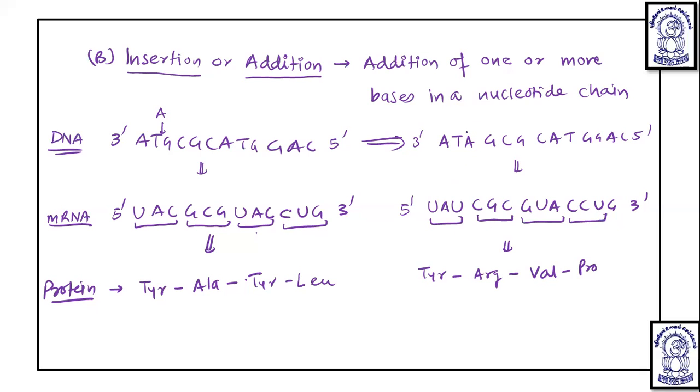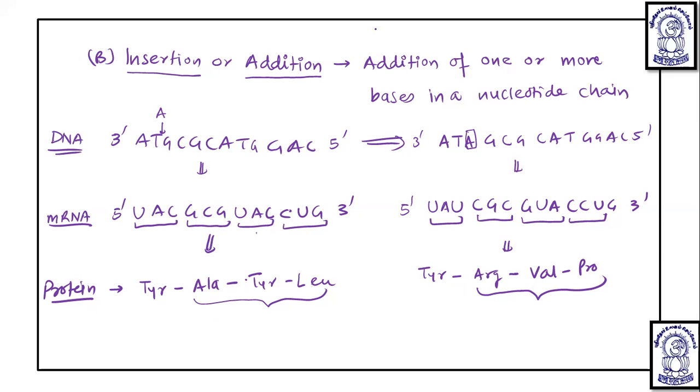due to the insertion of just one A at this position, the reading frame of further three amino acids is getting changed. So due to insertion or addition of a nucleotide in the nucleotide chain, the whole reading frame of mRNA is getting changed due to the change in DNA, and in the same way the amino acids in the polypeptide are also getting changed. So this way, insertion or deletion will affect the whole polypeptide chain and it can cause a mutation. So it is a frameshift mutation.